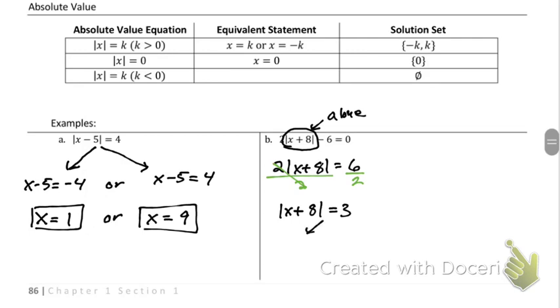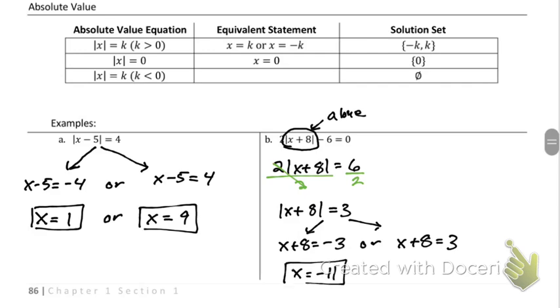Now we can split it into either x plus 8 equals a negative 3, that doesn't look like a 3, that looks more like a 3, or x plus 8 equals a positive 3. Well, for the first one, we'll have x equals a negative 11. Or x equals a negative 5. And to check this, you'd plug it back into the original equation, and you can check it on your own. It does work. Both of those numbers are correct.